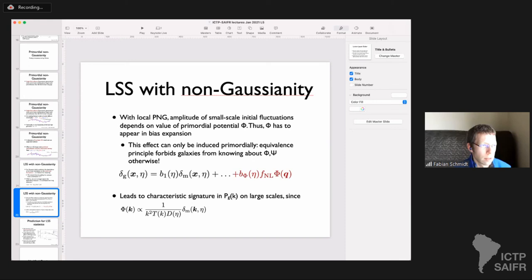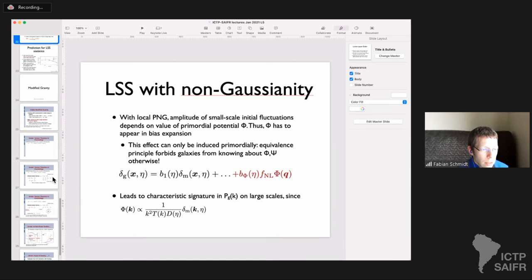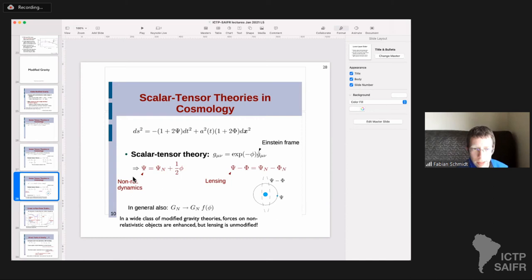So then, to discriminate between dark matter and modified gravity, right? That's an excellent question. In fact, you have to work very hard to come up with a model that even vaguely explains our observed universe. For example, I argued here that if you have a scalar tensor theory, then non-relativistic dynamics and lensing are affected differently, right?